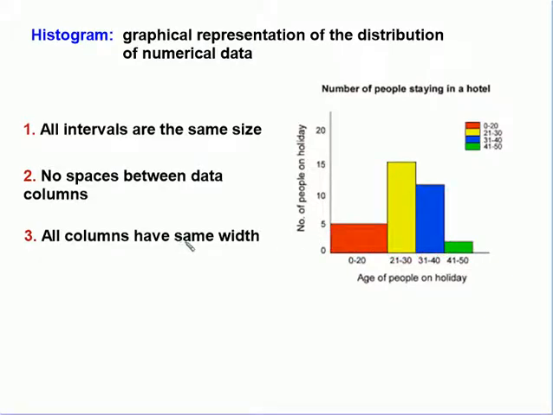And lastly, all columns have the same width. Once again, over here, this is not a great histogram because really what we should have is something dividing right there, and that would give us equal size columns. The columns have to be the same width because the intervals are all the same size.